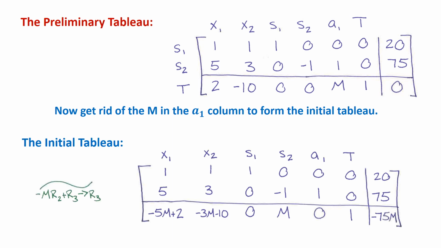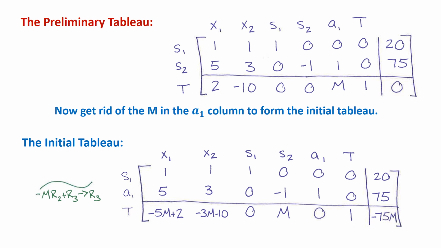So that gives us a new row 3 of negative 5m plus 2, negative 3m minus 10, 0, m, 0, 1, negative 75m. So now I can see that my basic variables for this tableau are s1, which is 20, a1, which is 75, and t, which is negative 75m. And this is my initial tableau.